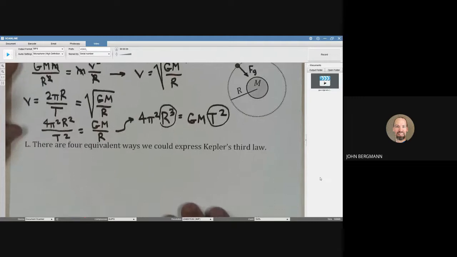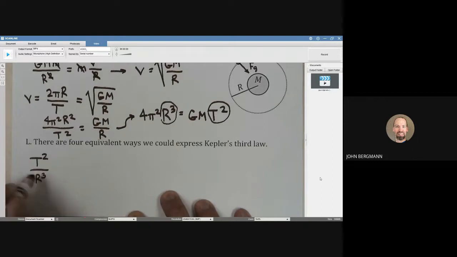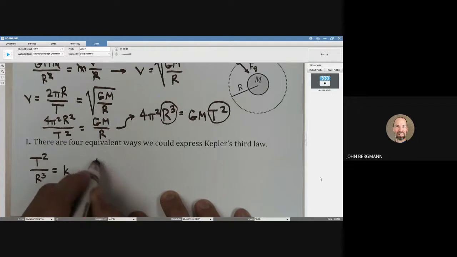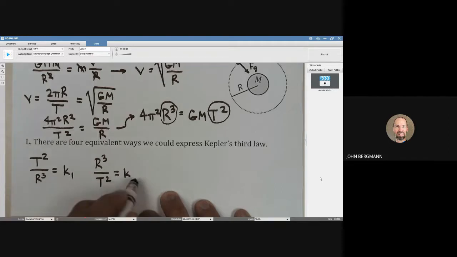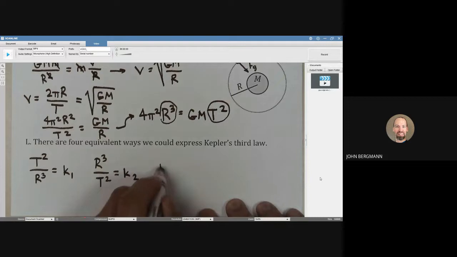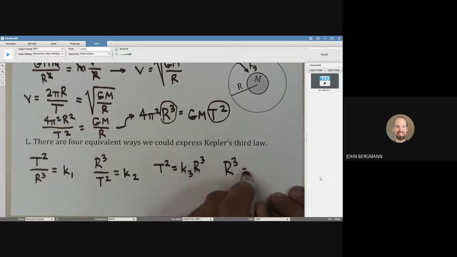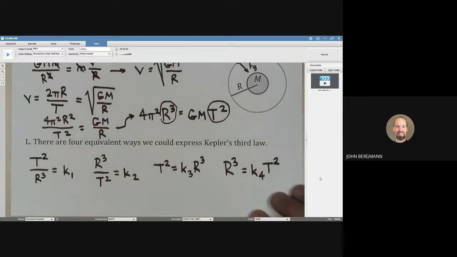And there are a couple of ways you could represent Kepler's third law. You could say, oh, T squared over r cubed is a constant. I'll just call it k. Or maybe r cubed over T squared, that's a constant. I'll give them names. I'll say constant 1, constant 2, because obviously they would be different. Or maybe you would see it as T squared is some constant times r cubed. Or maybe r cubed is some constant times T squared. It doesn't matter. The point is you have a T squared and an r cubed.